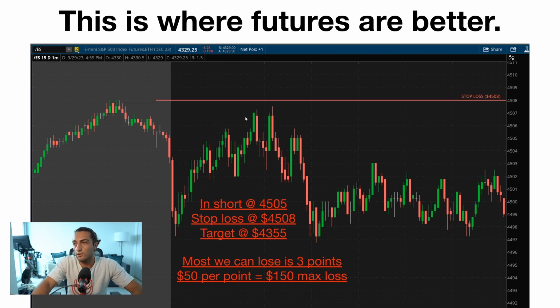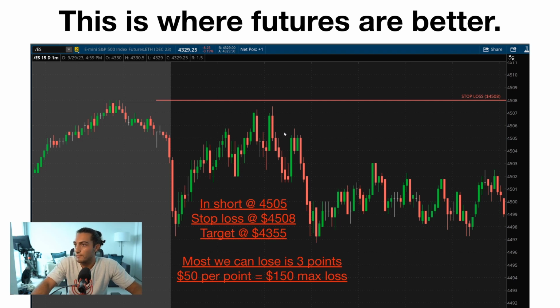Okay, so our target is down at 43.55. So that means we're risking 3 points to make a potential 50. That is, I don't even know what the risk to reward. That's more than a 10-to-1 risk to reward on this trade.